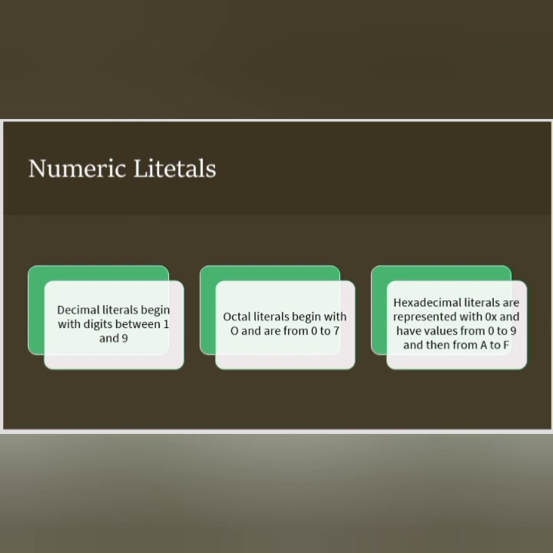Then we have got numeric literals, which are of various types. One is a decimal literal which starts from 1 to 9. Octal literals are represented with a 0 digit, and the numbering starts from 0 to 7. There are only 7 digits in it starting from 0. So total there are 8 digits in octal. Hexadecimal are represented by a symbol 0x, and the numbering starts from 0 to 9, and then we have got A to F to represent 10 to 15. So these are the numeric literals. Now let's move further to study the rest of the literals.